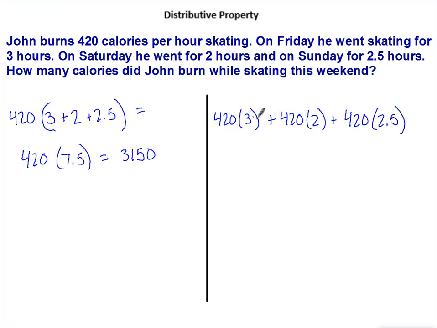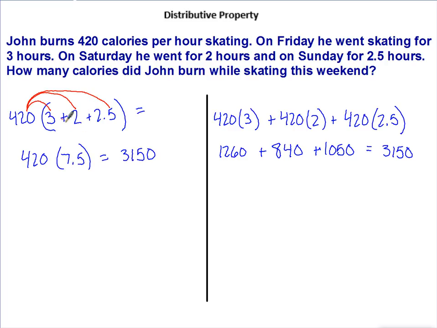And again, if I multiply all of these out, I get that he burned a total of 3,150 calories. That is an example of the distributive property. This 420 calories got distributed to each of the different amount of times that he went skating. All right, so the distributive property gives us a way to solve problems when we can't simplify in the parentheses.